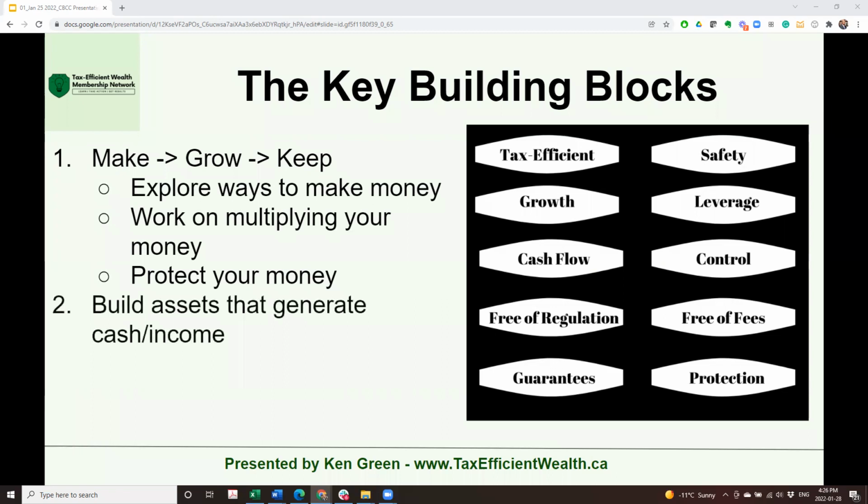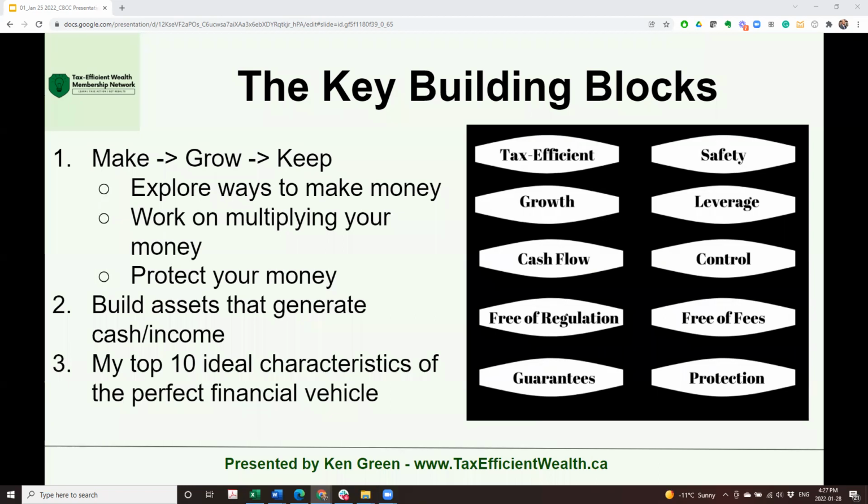Then secondly, you have to start learning how to build assets that generate cash flow and income. And finally, I want to talk about briefly the 10 ideal characteristics I look for in investment vehicle that I want to use to grow wealth. So these criteria, they include things like tax efficiency, safety, growth, leverage. Later, I'm going to share a resource where I go a little bit in some level of detail into these areas.